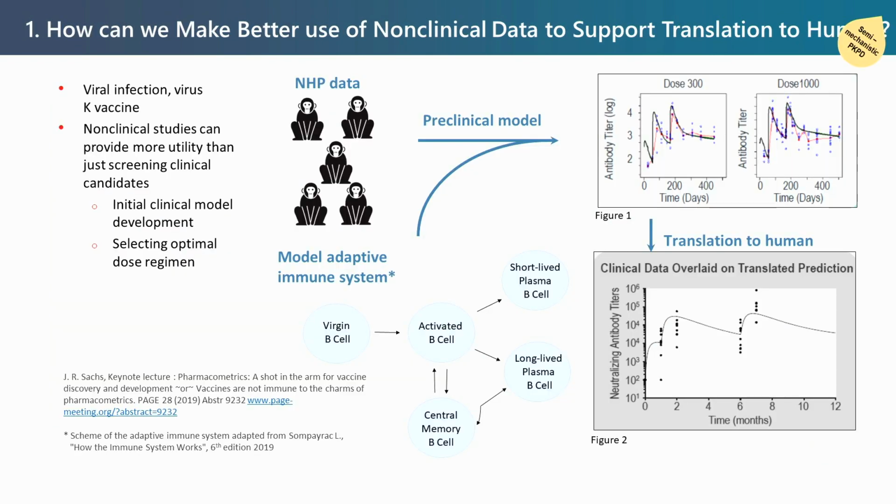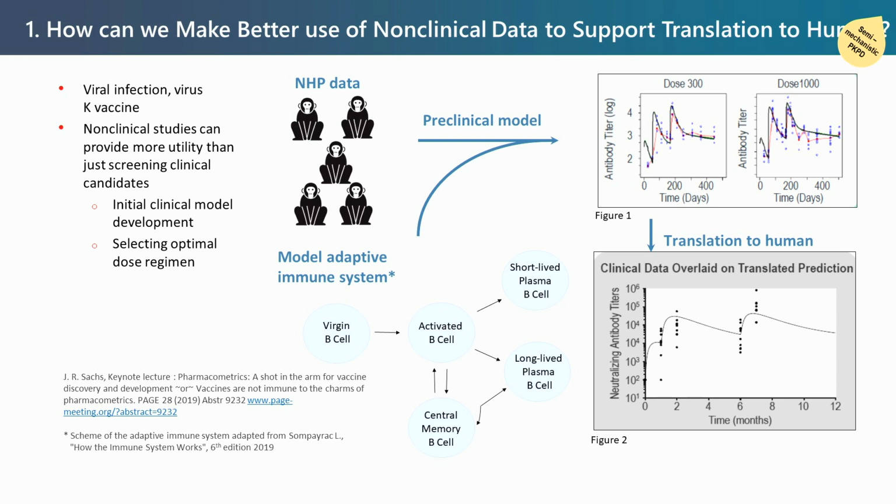The first example is about making better use of non-clinical data to support translation to humans. Non-human primate longitudinal antibody titer data at various doses was used to develop a model mimicking the adaptive immune system. The model described the dose and time dependency of the antibody titer. In Figure 1, the blue circles are the observations, the black line is the model fit, and the red line represents the geometric mean of the data.